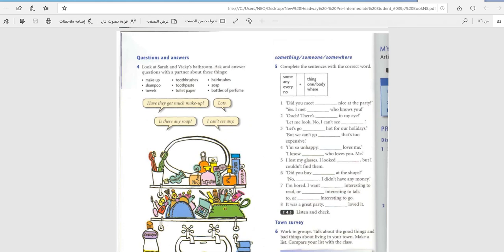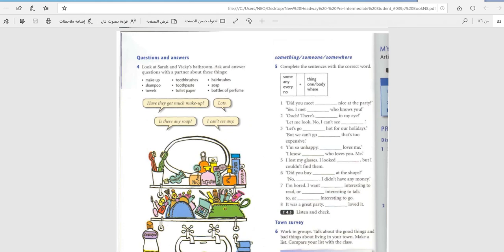Arch, there's something in my eye. Let me look. No, I can't see anything. Let's go somewhere for our holidays. But we can't go anywhere. That's too expensive. I'm so unhappy. Nobody loves me. I know someone who loves you. Me.